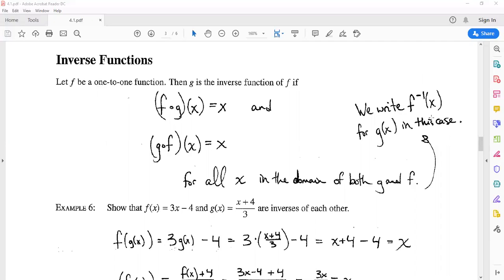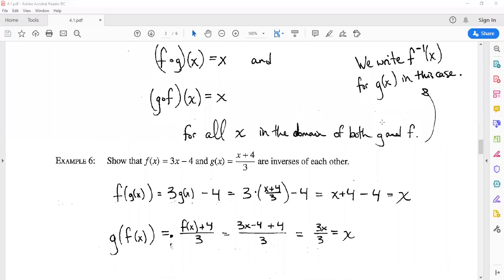OK, so this first example asks us to show that these two functions given here are inverses of each other. So what we'll do is just find these compositions and hope that they're both equal to x at the end. So f of x is 3x minus 4, and g of x is (x plus 4) divided by 3. Let's see what's going on. F of g of x: remember how we do this. We take f, and everywhere we see an x in the expression for f of x, we replace it with g of x instead. So we'll get 3 times g of x minus 4.